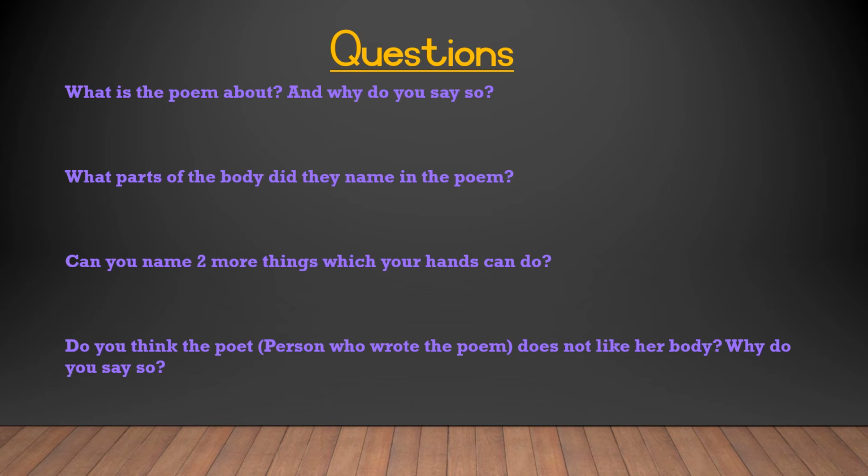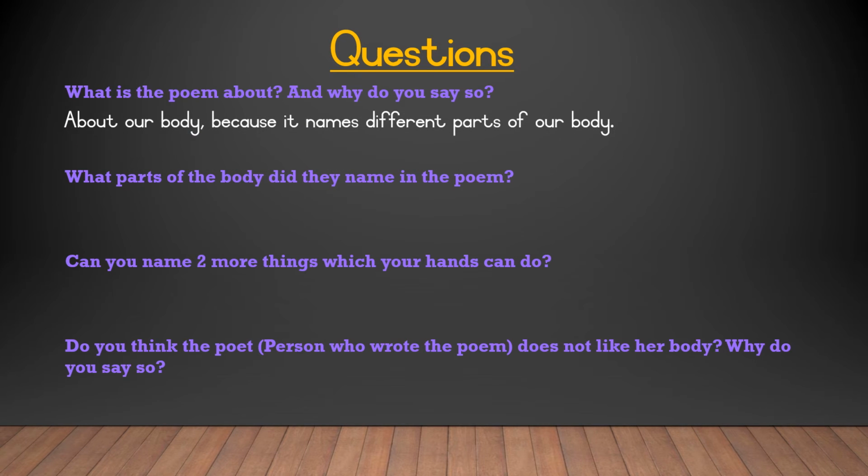Okay, let's read the questions again and this time discuss what the answers were. Okay, question number 1. What is the poem about and why do you say so? It's about our body because it names different parts of our body. Question number 2. What parts of the body did they name in the poem? They named hands, arms, fingers, legs, and eyes.